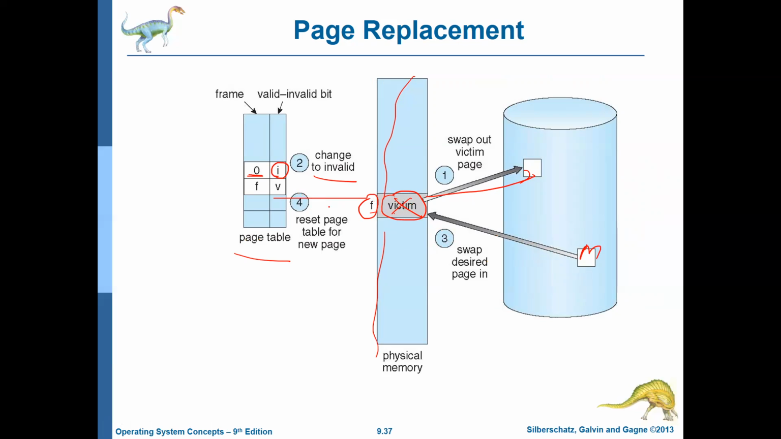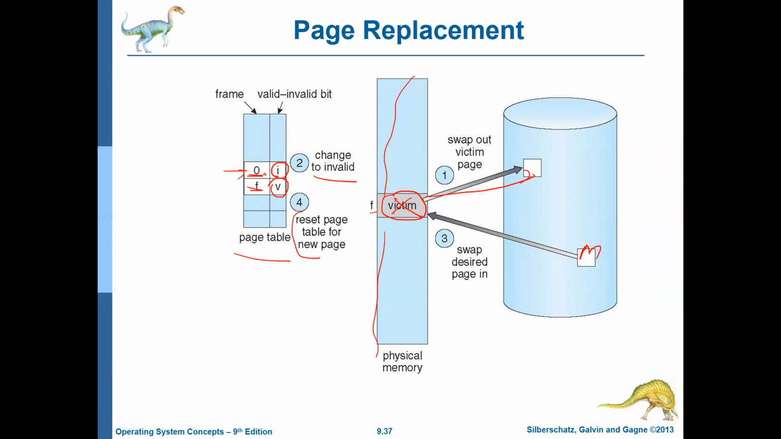Once you bring in the desired page, what is the next step? The next step is to reset the table for the new page. So now F is added into the memory. You can say this is a change that is going to occur, maybe in the same location, and it is set as a valid bit. So these are the steps to be done in a page replacement algorithm.